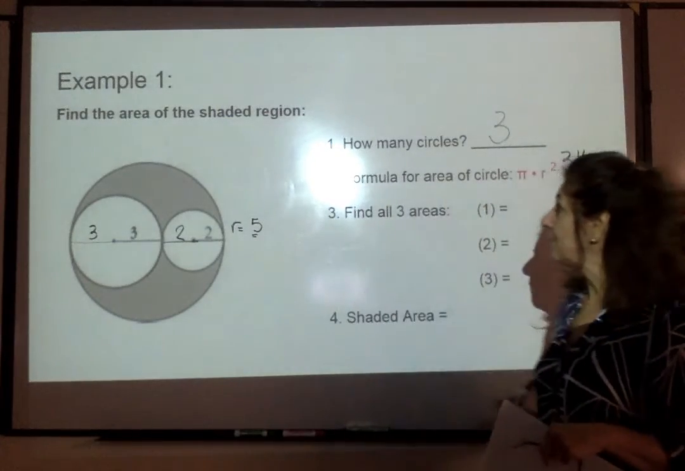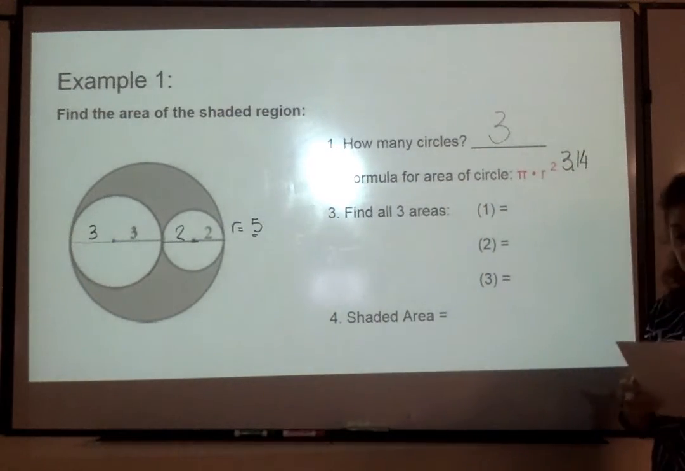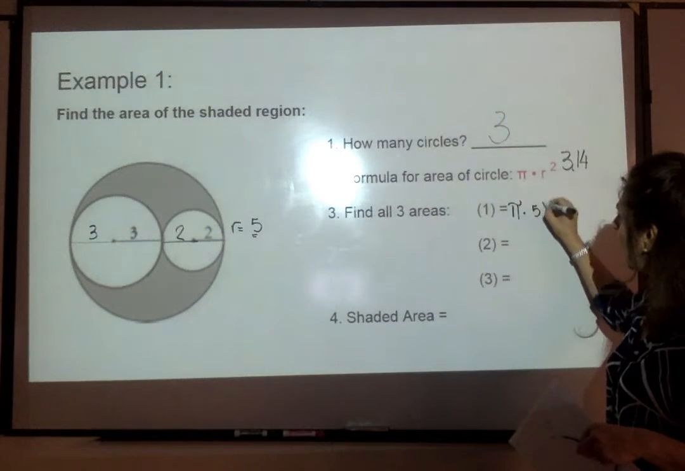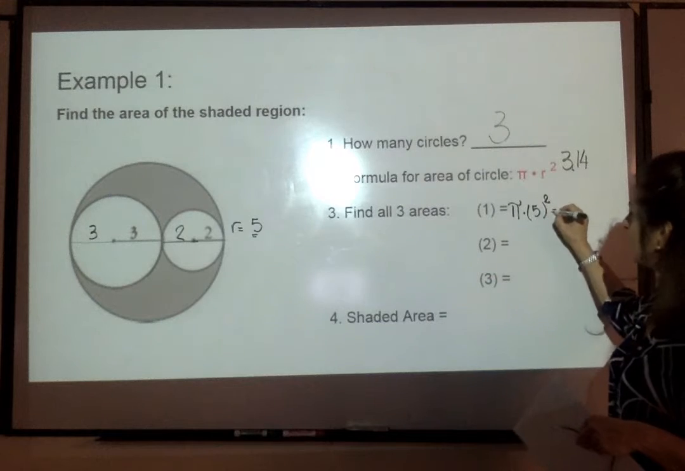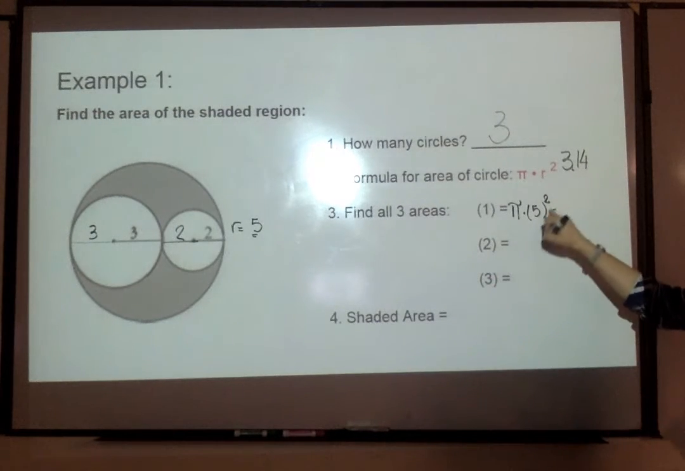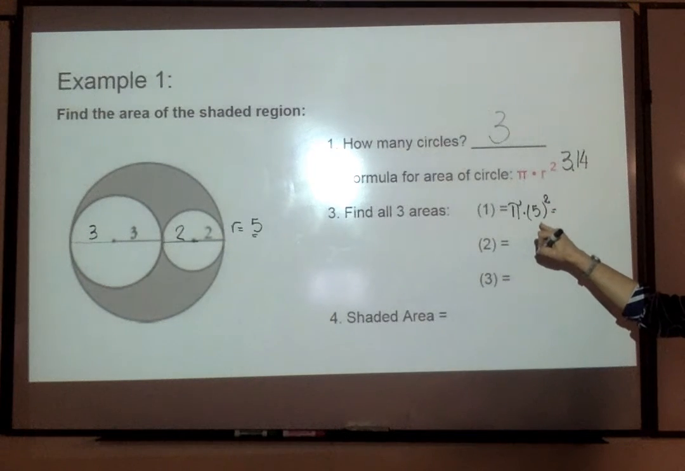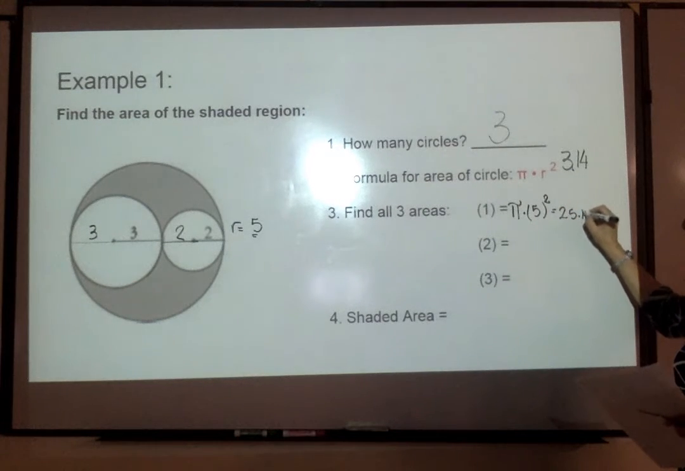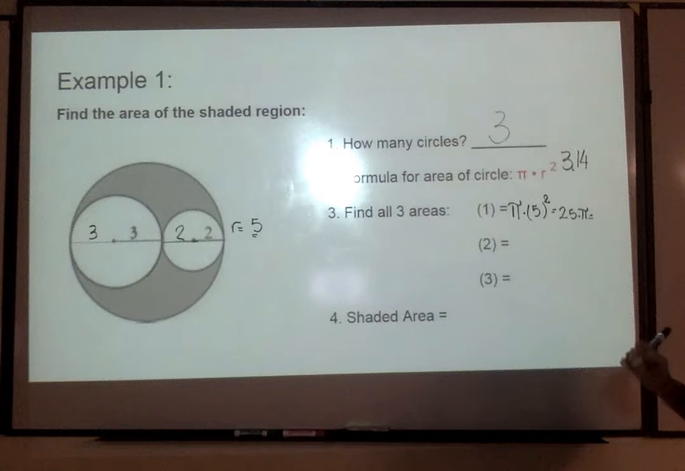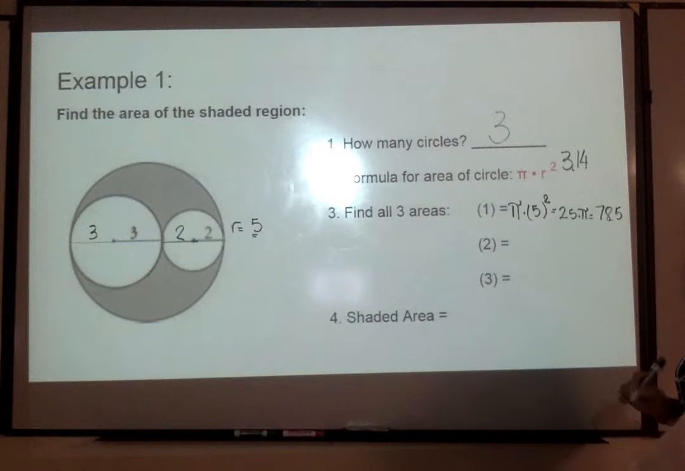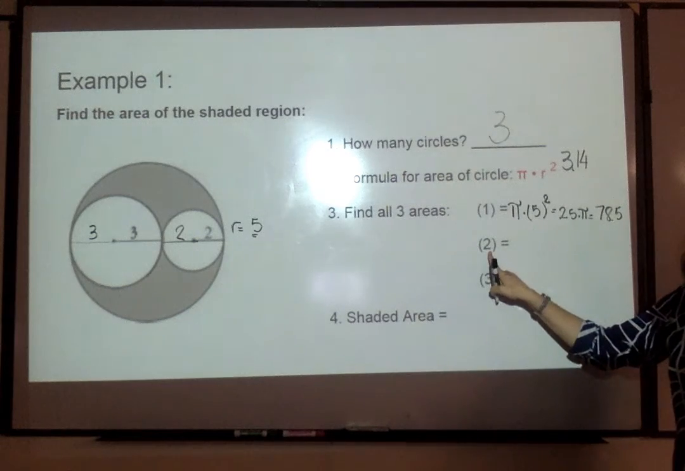So I get that 5, and this is what I use in my formula. So my formula is going to be pi times 5 to the second power. So this is how much? This is 25. Remember, this is not 5 times 2. This is 5 times 5, which is 25 times pi, which is the same as 78.5.